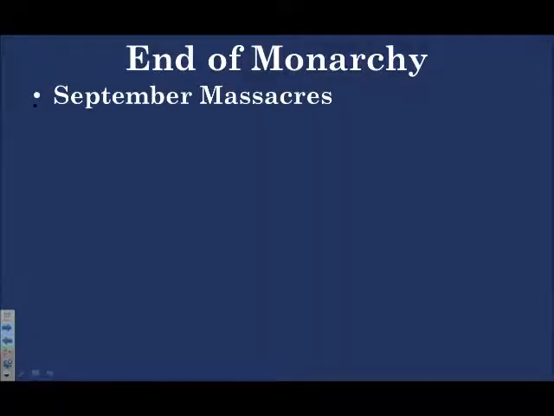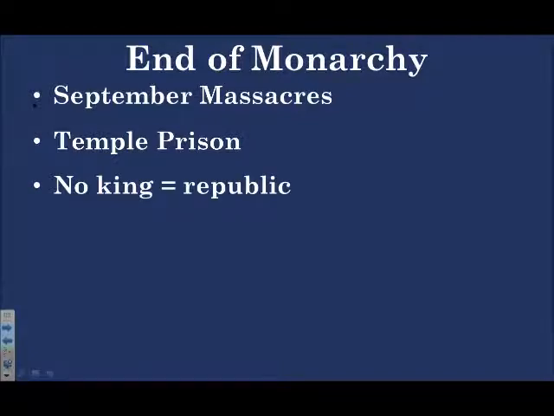The people are still unhappy. The people continue to mob in the month of September. The National Assembly decides, you know what, to keep the royal family safe, is what they say. They put them in the Temple prison, which cannot be mistaken for house arrest. This is truly prison. The family has 2 rooms. It is, remember, Louis, Marie Antoinette, oldest daughter, Marie Therese, the son, Louis Joseph, and the sister of Louis, Elizabeth.